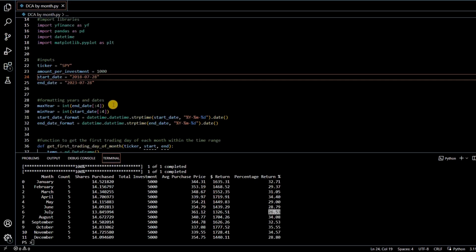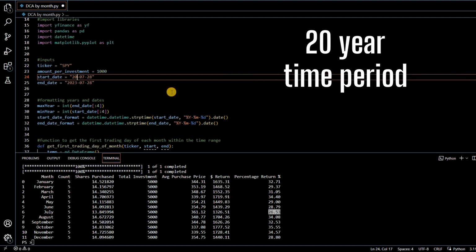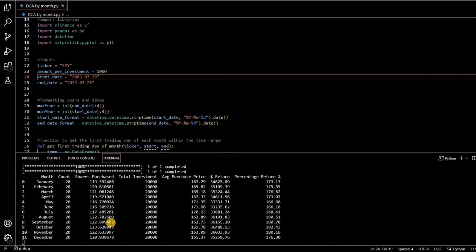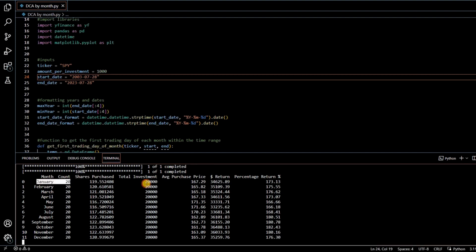Now we're going to go ahead and look at this on an even longer time frame. We're going to look at it on a 20-year time frame to see what that trend shows. Here we have the results for 20 years. So if I invested on the first trading day of January for the last 20 years, I would have $20,000 invested. And then here's what my total return would be, and then the percentage return.